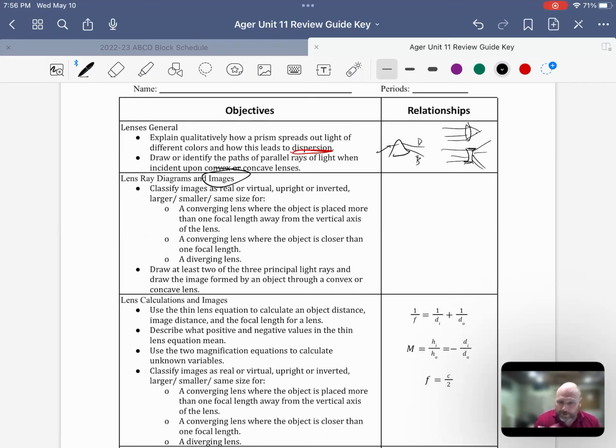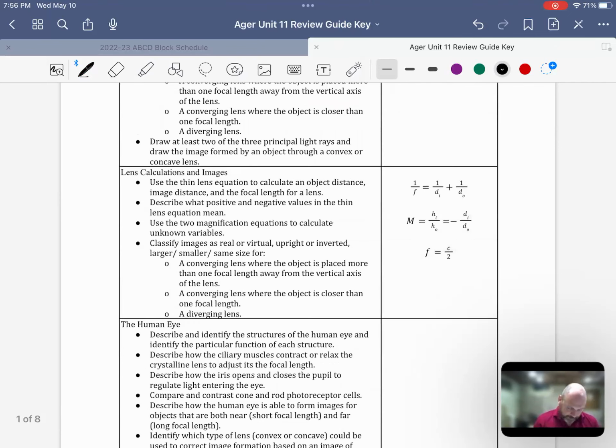And then you want to be able to come up with the image types for different things. So this is your real, virtual, upright, inverted, larger, smaller, or same size. You've got to classify that. You also need to be able to do it mathematically. Given no drawing, you need to be able to solve for where the image will appear, or what the focal length is if you know the different images. There are 4 or 5 examples of this math in the review guide as well.